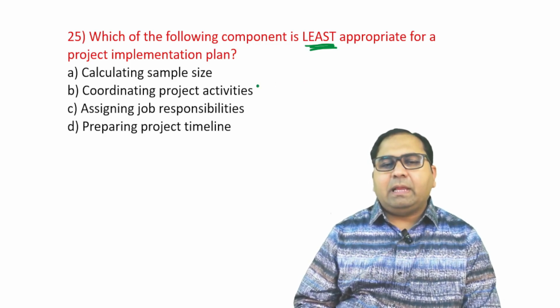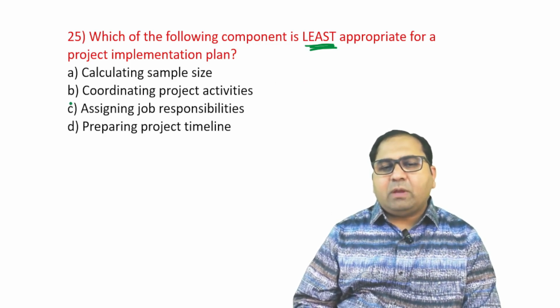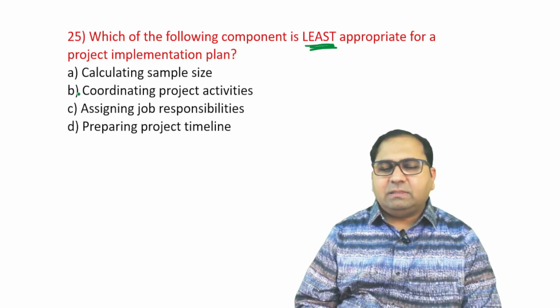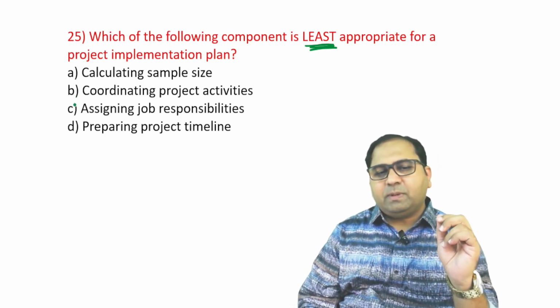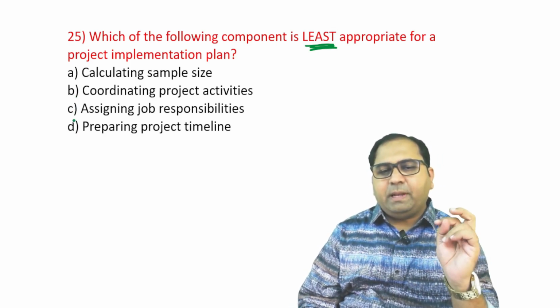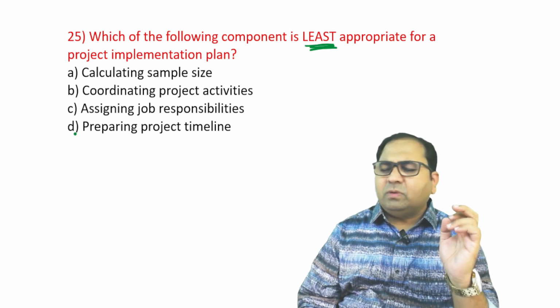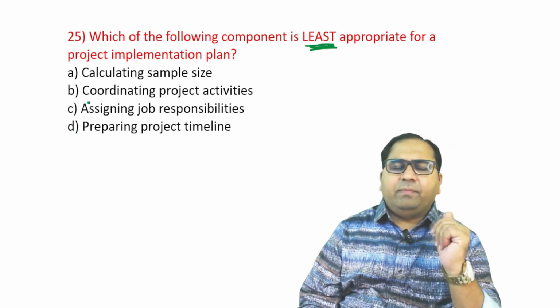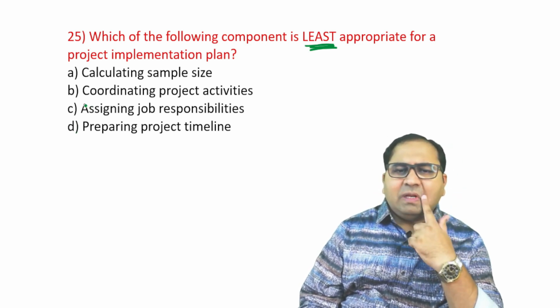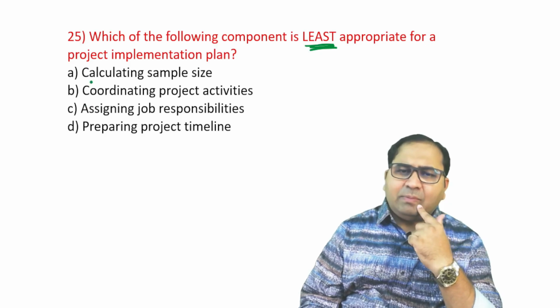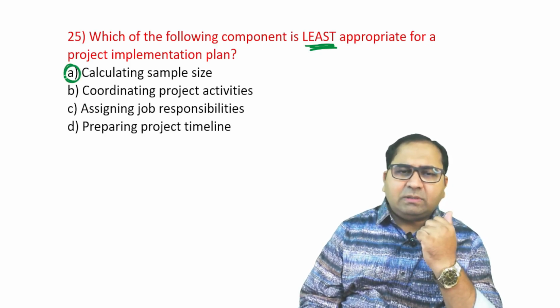So the options are A, calculating the sample size, B, coordinating the project activities, C is assigning job responsibilities, and D is preparing the project timeline. So which is least appropriate? The answer for this question is, let us see the options again. Calculating sample size. Yes, this is the answer for this question because it is not under the project implementation plan.